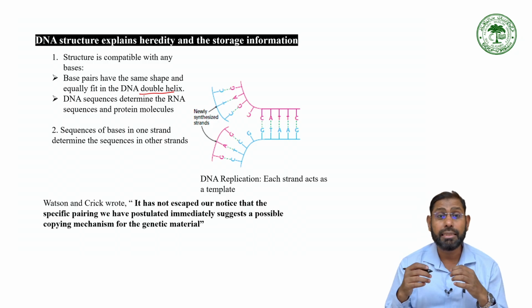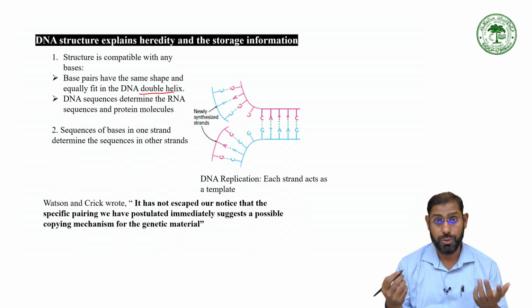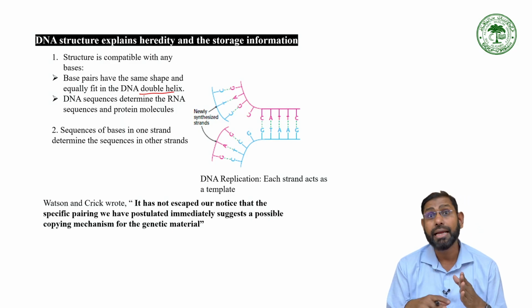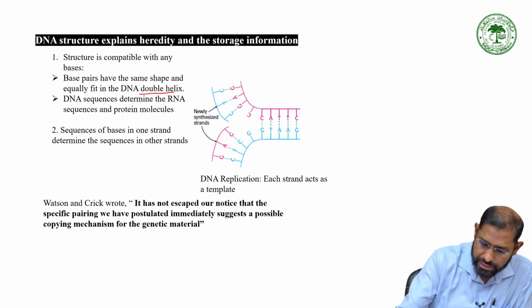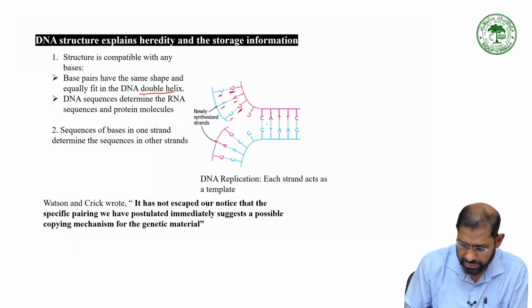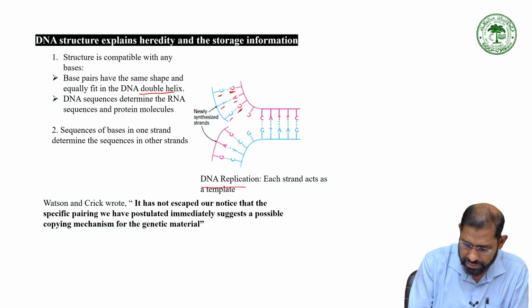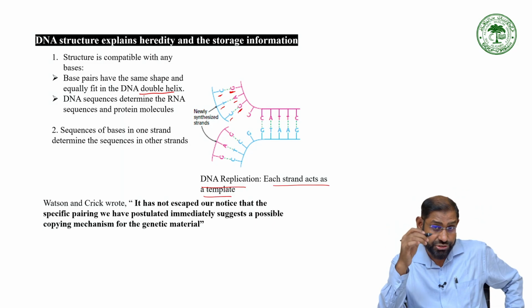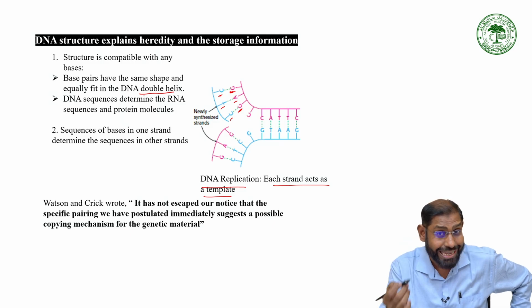DNA sequence determines the RNA sequences and the protein molecules. That's very clear. And the sequence of the bases of one strand determines the other strand, which I'll explain. This is one strand and this is the other strand. What happened? Suppose G is here, so very much sure C is here. If A is here, T is here, G is here, C is here. So you can see they are complementary to each other. This is the DNA replication process. Each strand acts as a template for the other strand.